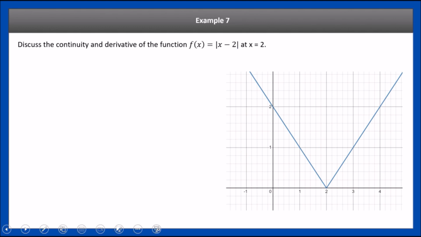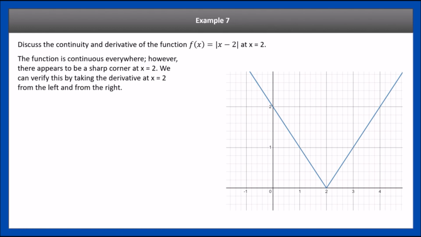We can see that it's continuous everywhere. So there's no issues with continuity. However, there is a sharp corner at x equals 2, so we know that it's going to be undefined when we take the derivative there. But we're going to show you how to do that.